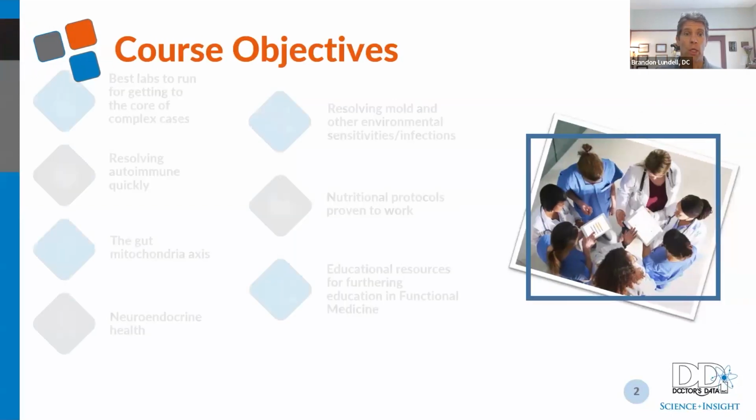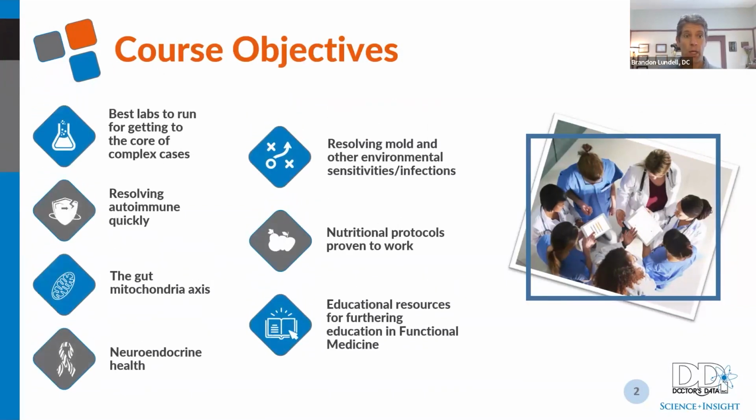I am going to cover the best labs to run for getting to the core of complex cases. How do we resolve autoimmune quickly? This doesn't have to take years and years to resolve. It can be resolved within a few months in most cases. We'll talk about the gut-mitochondrial axis, neuroendocrine health, how that all ties into autoimmune, and resolving mold and other environmental sensitivities or infections. I'll talk about some of the nutritional protocols that I use.